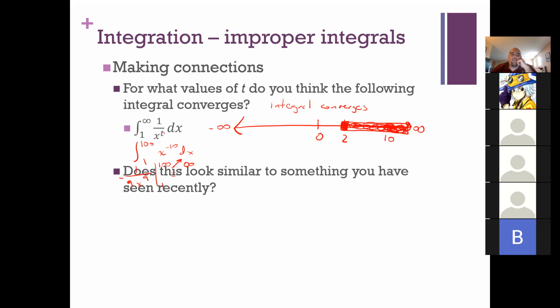So relating this to a P series, what values of t do you think I can say this thing converges for? Anything greater than 1. So open parentheses here at 1. So this integral will converge for t strictly greater than 1. I think Mark did a pretty good job of using the harmonic series to explain why that's the case.